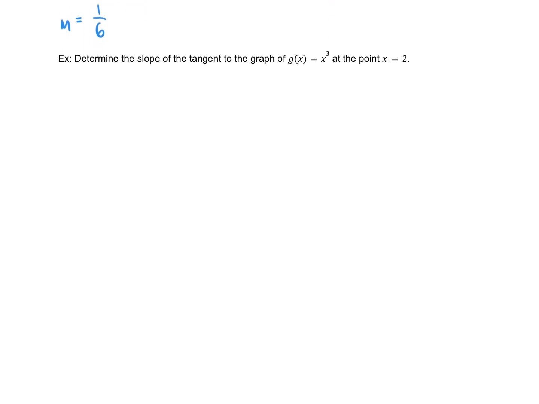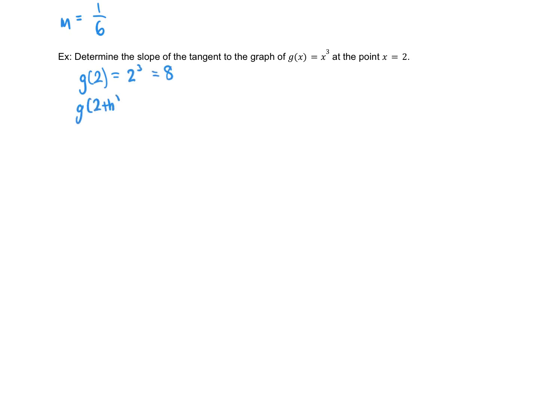And finally, determine the slope of the tangent to the graph of g of x equals x cubed at the point x equals 2. So let's start off by finding g at 2. That's going to be 2 cubed, which is 8. And g at 2 plus h, which is (2 plus h) cubed. Now, we can, of course, apply the distributive property here and write out 2 plus h three times, do our proper distribution, and then do our difference quotient like normal.